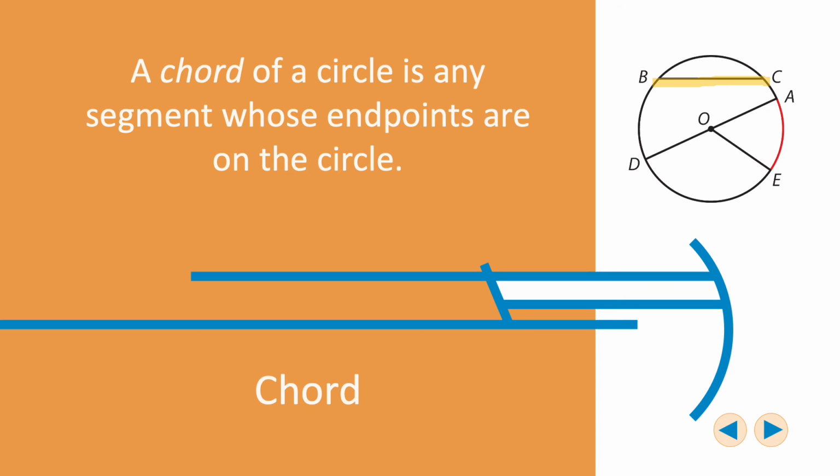BC. So the two endpoints are on the circle. It is not necessarily going through the center. Technically, the diameter is also a chord because the endpoints are on the circle. They're on the perimeter of the circle.